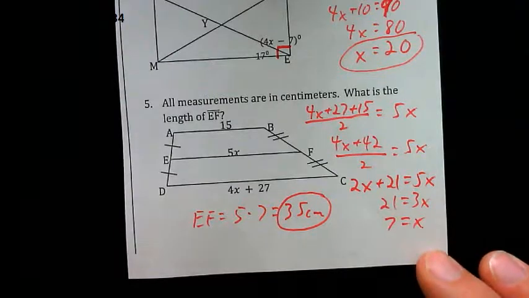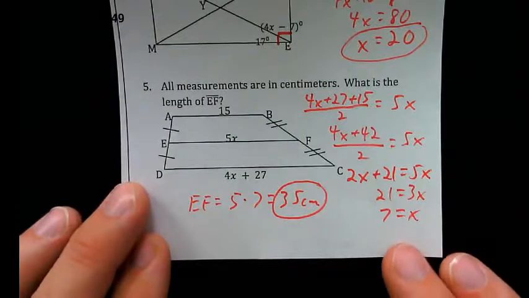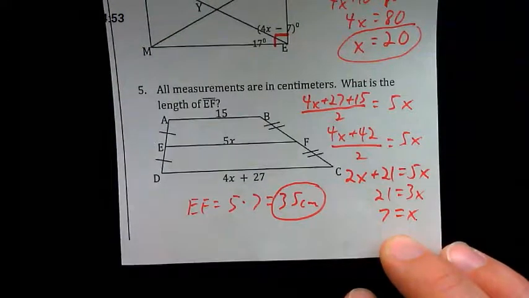That was the first part of the review. Any other questions? 5 was 35, yes. Any other questions on this one before I move on to the main review?